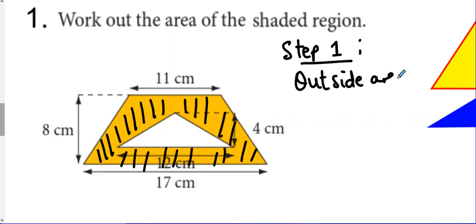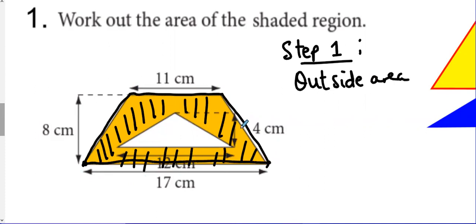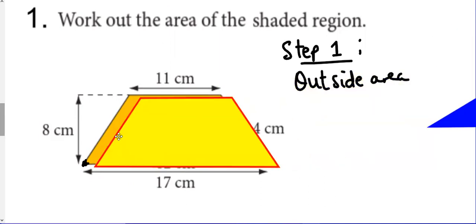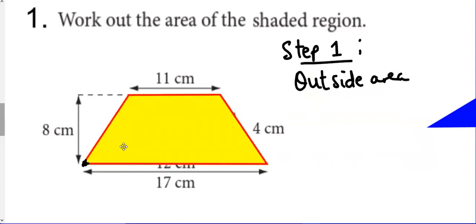Outside area. Now, which shape will give us the outside area? The shape which will give us the outside area is this shape here. This is the shape which will give us the area of the outside. You see that shape? Now, can you tell me the name of this shape? Okay. Let me try to shade it. This is the outside shape I'm talking about. Can you tell me the name of this shape?